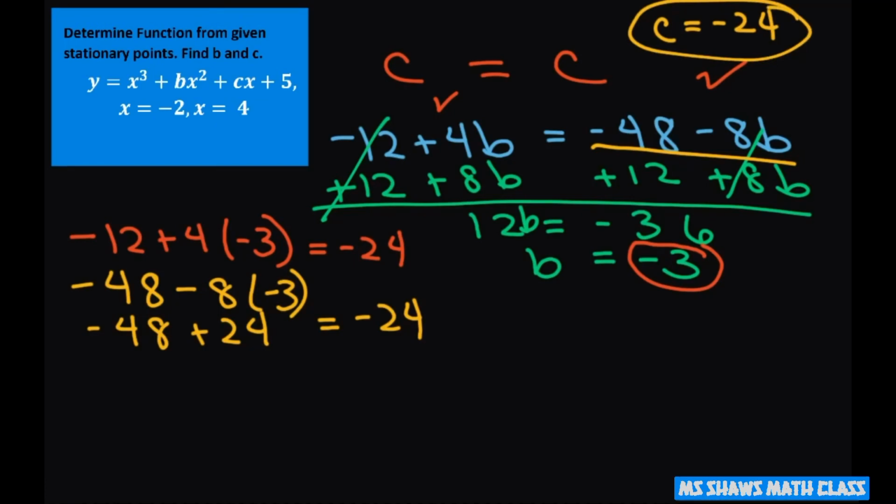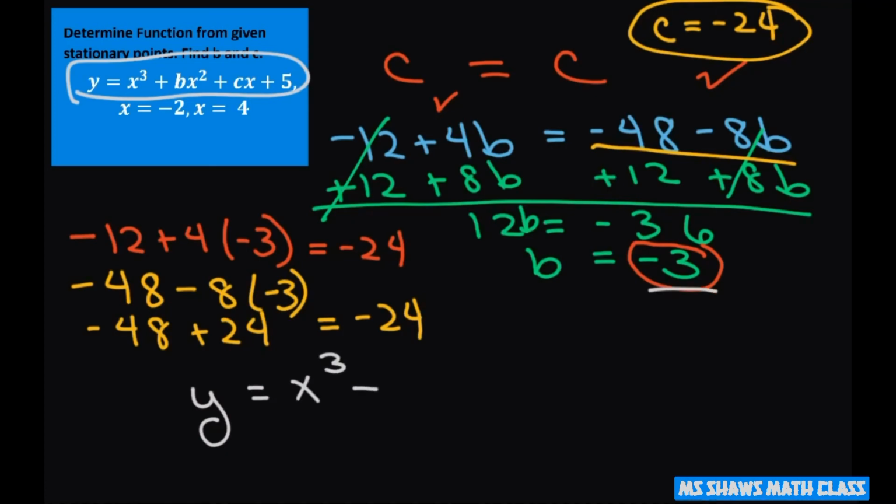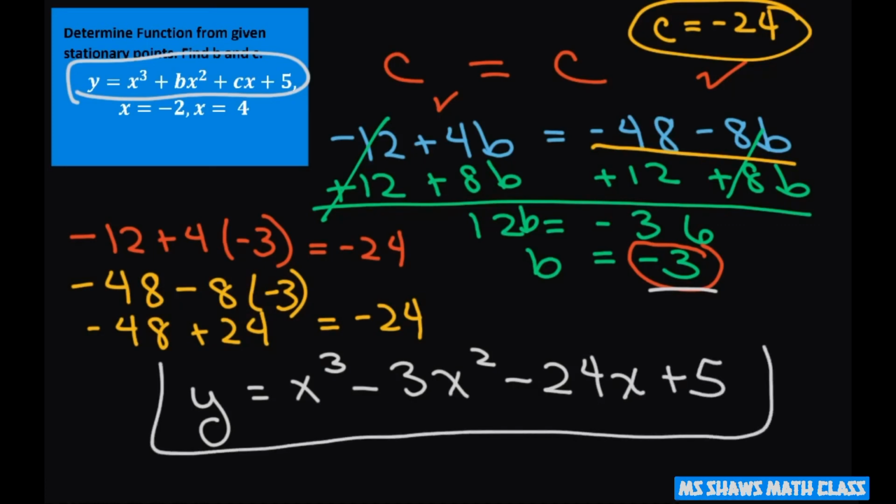So now all we have to do is to determine our function by substituting in our b and our c. So y equals x cubed minus, because it's a -3, 3x squared minus 24x plus 5. And that is your final answer.